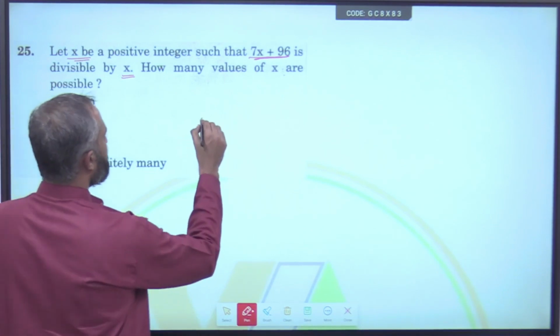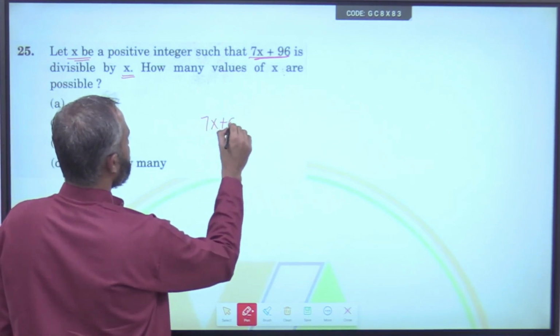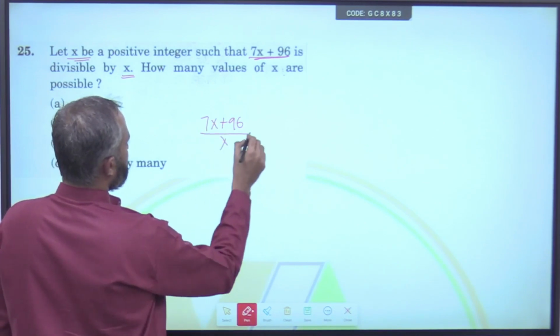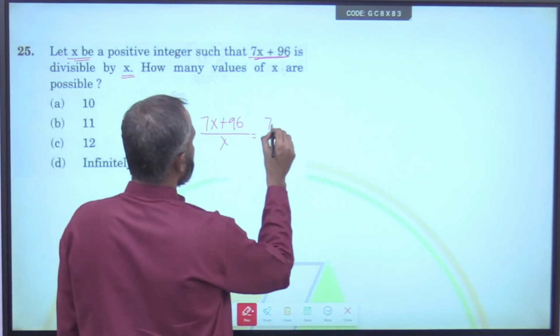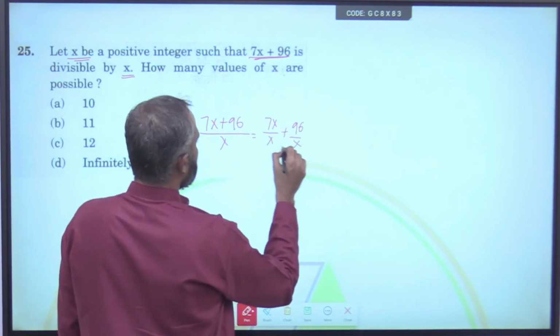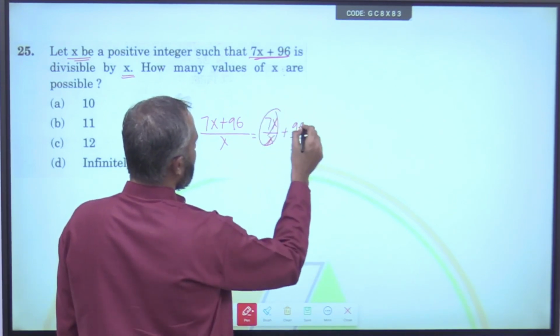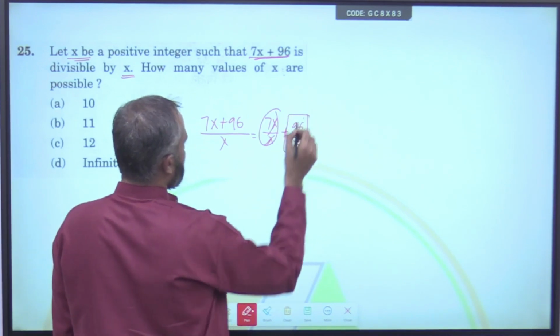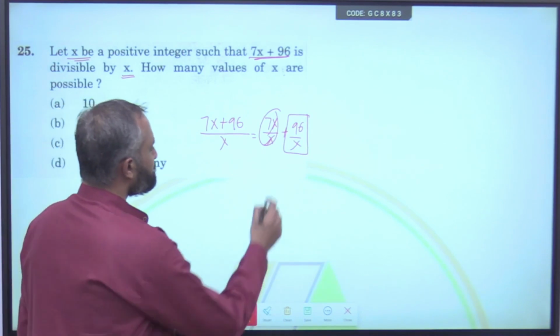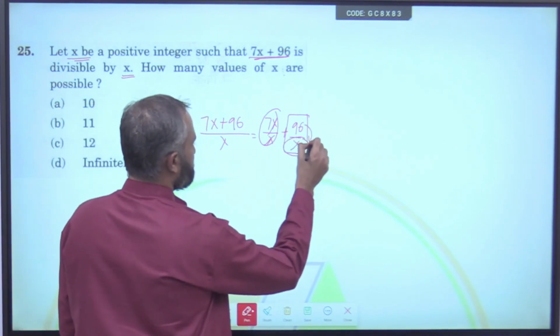Now, 7x plus 96 divided by x. This can also be written as 7x by x plus 96 by x. Since the first part is already divisible, we need to concentrate on 96 by x. For this to be divisible, x has to be a factor of 96.